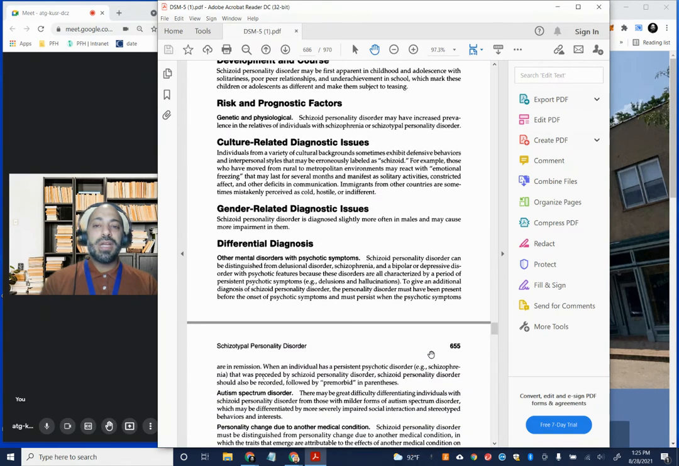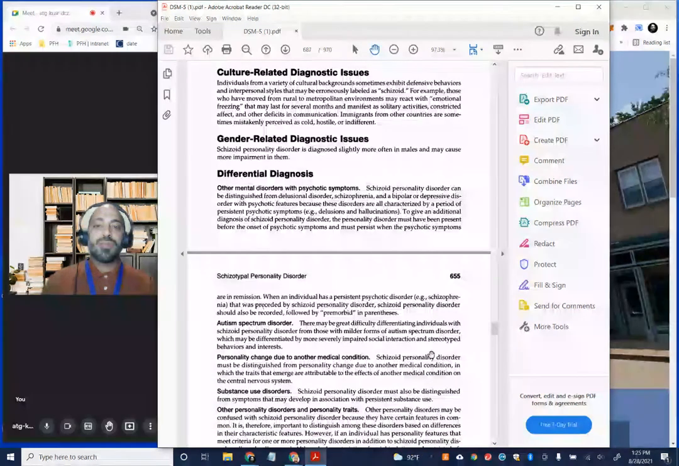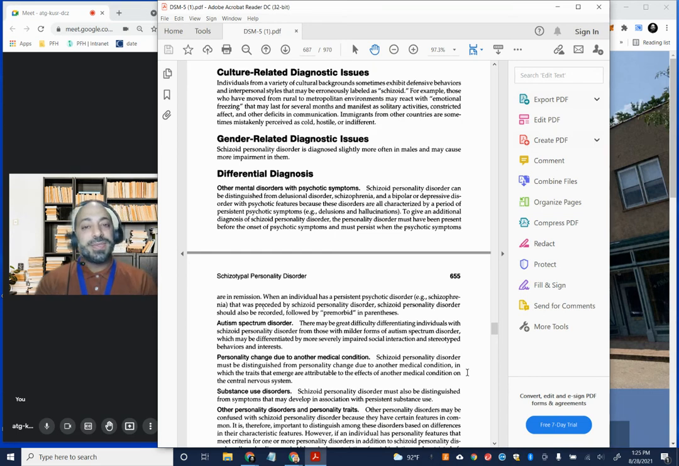And for the differential diagnosis section, schizoid personality disorder can be distinguished from delusional disorder, schizophrenia, and a bipolar or depressive disorder with psychotic features because these disorders are all characterized by a period of persistent psychotic symptoms. To give an additional diagnosis of schizoid personality disorder, the personality disorder must have been present before the onset of a psychotic symptom or symptoms and must persist when the psychotic symptoms are in remission. So this is not just a set of symptomology that occurs in a short period of time, it's long lasting.